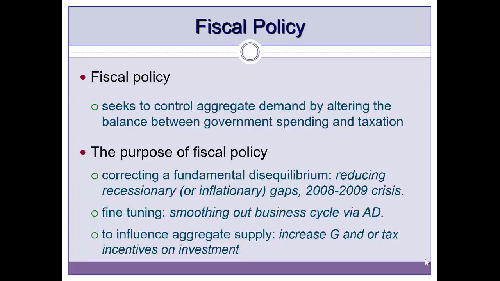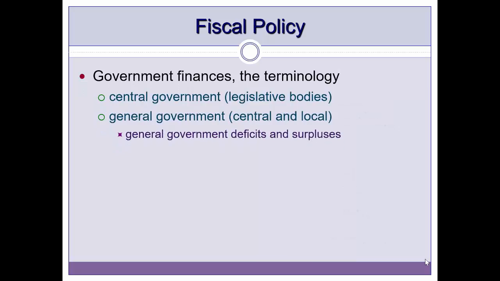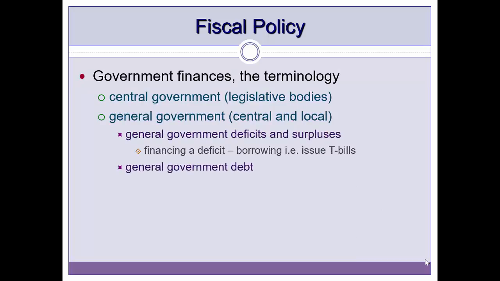Okay, that's the fiscal policy in brief, and let's move on to describe some of the terminology. The things that we're going to look at today are associated with central government and general government, mostly general government. That includes central and local government. Central government is the legislative body, for example Theresa May's government in the UK, the secretaries of state, all members of the current government. And general government is central and local government. Local government is the county level and district level councils.